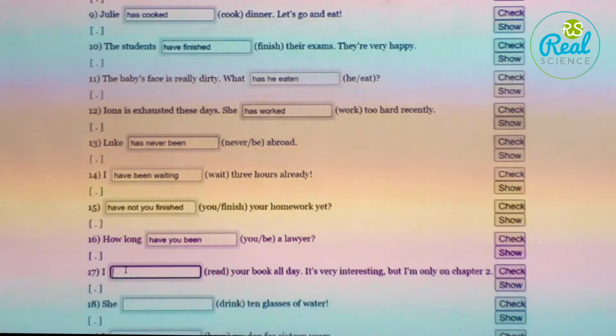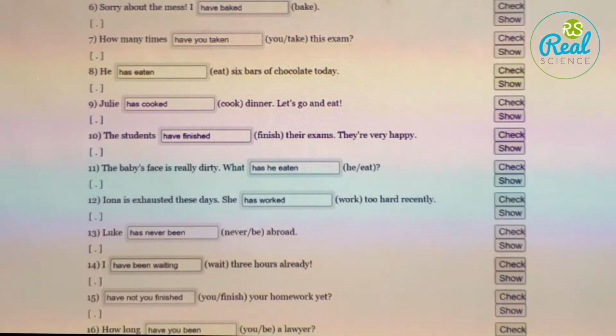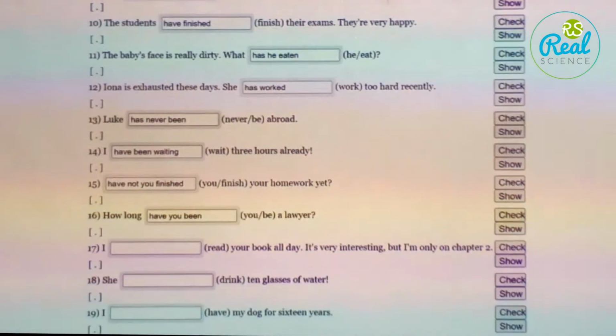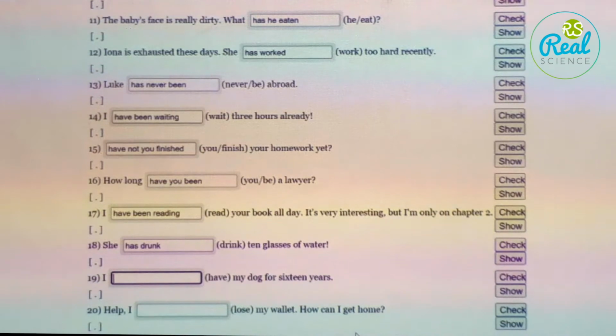So 17th: I have been reading your book all day. I have been reading. Okay, nice. 18th: has been drinking. Drunk. Okay, nice. We will see. Drank.